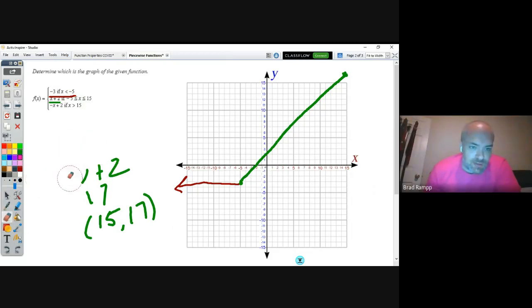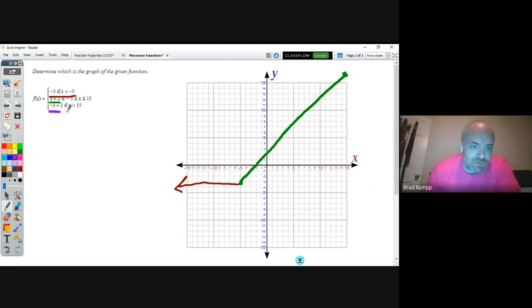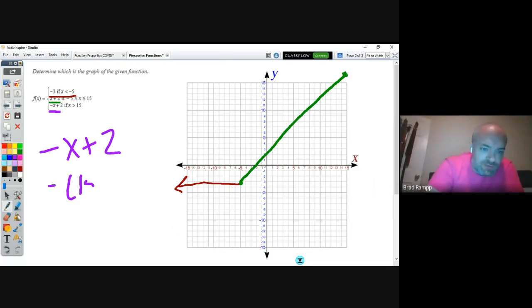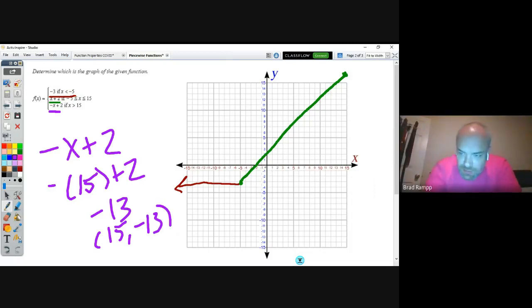So let's find the third piece. It's another linear function, but this time it's got a negative slope. -x plus 2 for all values when x is greater than 15. So let's find the output, -x plus 2. Well, x is 15, so that becomes -15. -15 plus 2 is -13. So when x is 15, y is -13. So we go there, 15. -13 is way down here. Make a point, and because it's negative, obviously it's going to slope down 1.